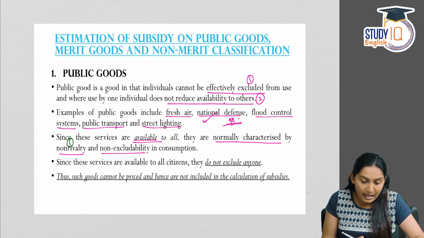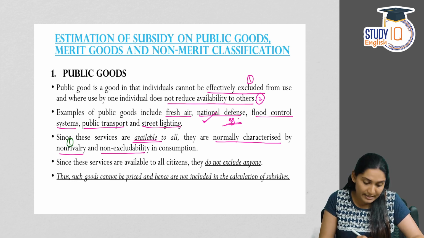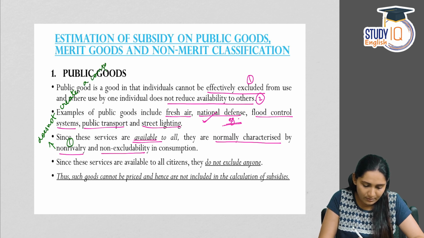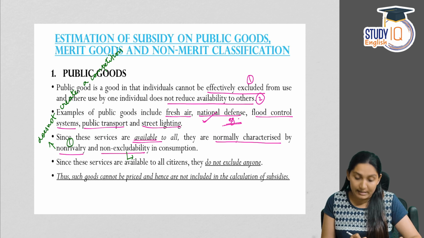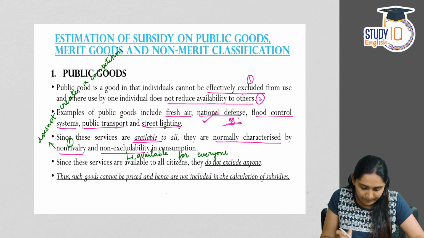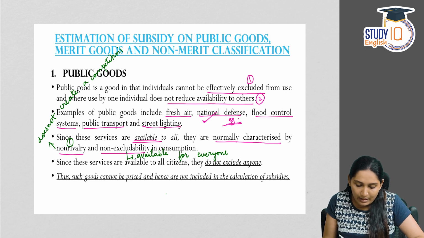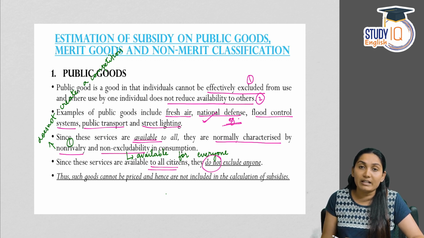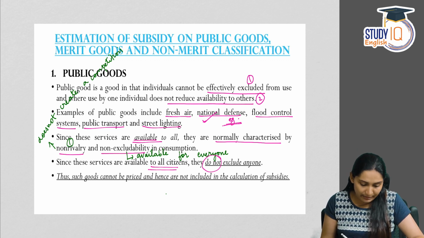One is that they are non-rival. They do not create a competition. Second one is non-excludability. That means it is available for everyone. Since these services are available to all citizens, they do not exclude anyone, because it's universally available to everyone. That's why they do not exclude anyone.